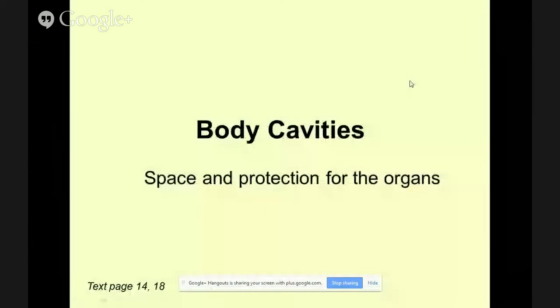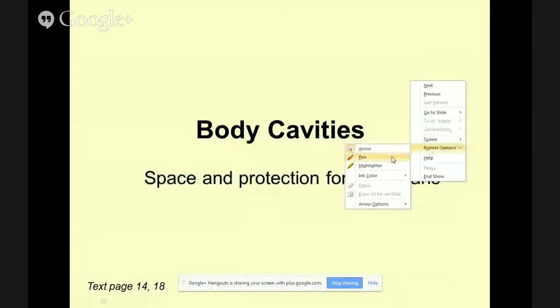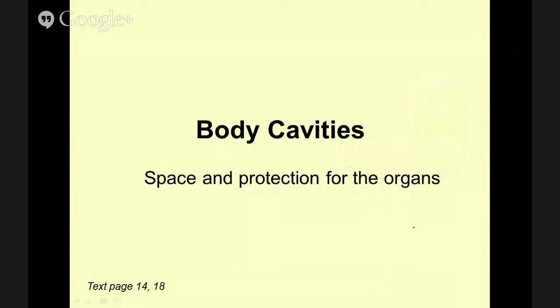So you should be able to see my PowerPoint now. I'm going to get my pen so I can make some notes for you as we go through. Let's look at some of the body cavities. These are providing space for the organs and protection for the organs.